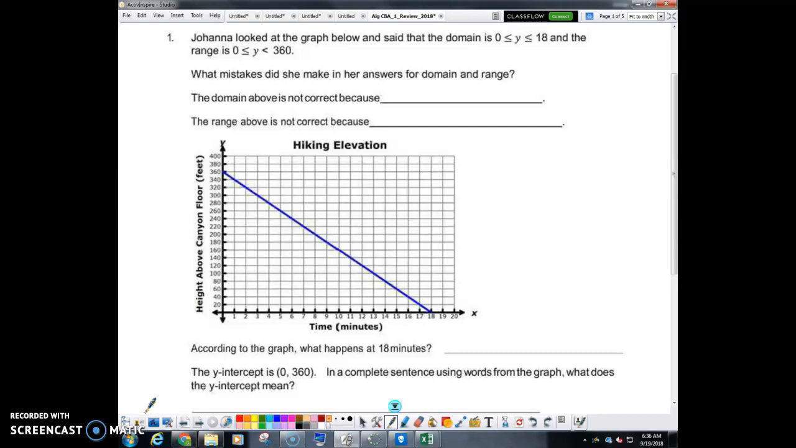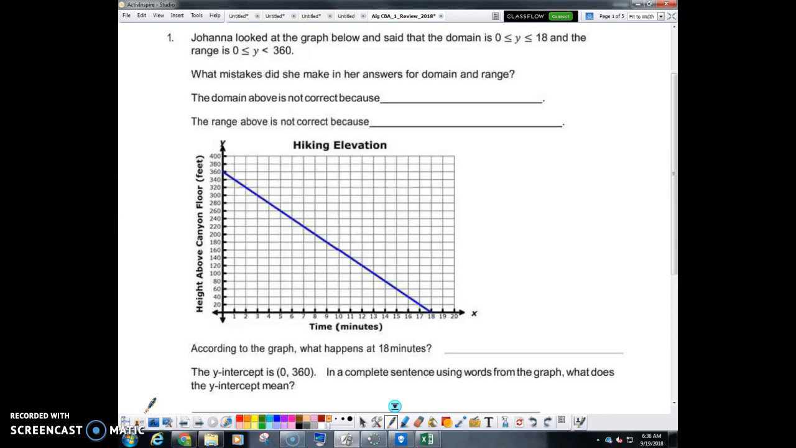Number one says Joanna looked at the graph below and said that the domain is 0 is less than or equal to y, which is less than or equal to 18, and the range is 0 is less than or equal to y, which is less than 360. What mistakes did she make in her answers for domain and range? Alright, well, let's look at the domain.